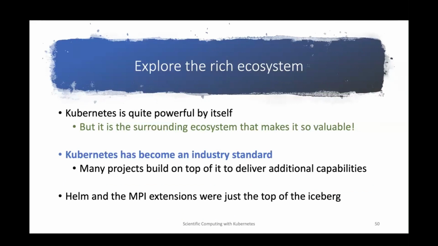And finally, I would like to stress that while Kubernetes is very powerful by itself, it's really the surrounding ecosystem that makes it so valuable. Personally, Kubernetes is okay, but by itself, it's not something I would really recommend. It's really useful, though, because there is so much support around it. It has become a de facto industry standard. There are many projects that built on top of it to deliver additional capabilities, and the Helm and MPI extensions that I mentioned are just the tip of the iceberg. So I would really encourage you to explore it, because there is a lot that can be done with Kubernetes being the backend, and that's, I think, its major benefit.